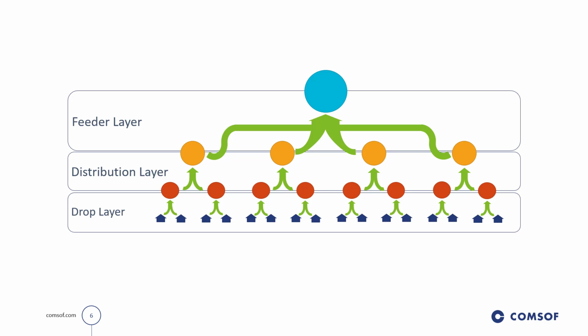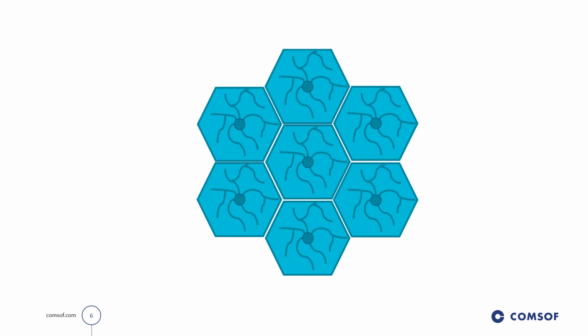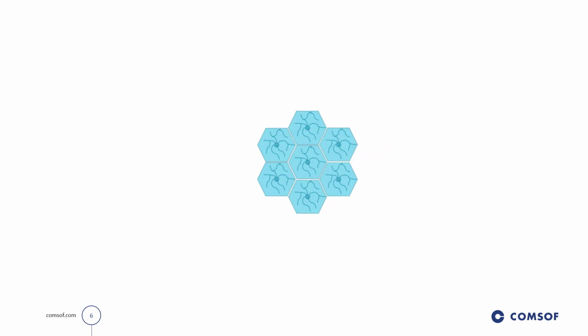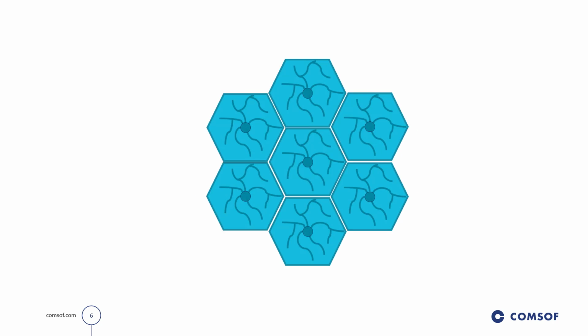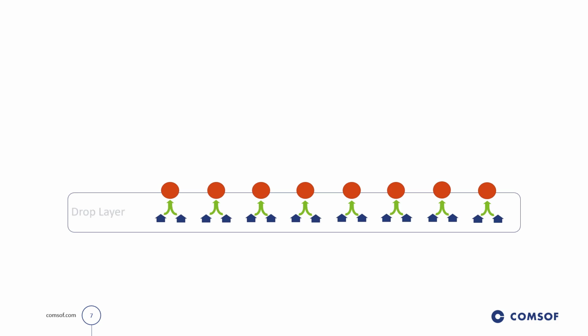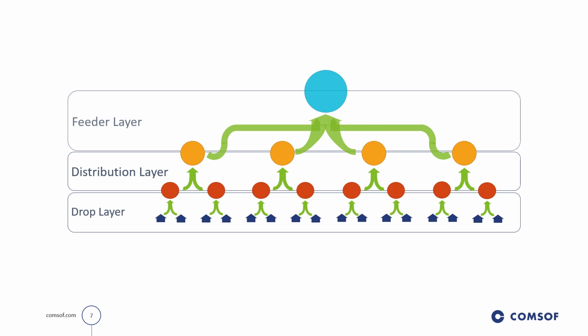Using this framework, Comsof Fiber can break down the large problem of "design a network" into "design a layer," and then "design a cluster," component parts small enough to be feasibly examined and solved on a laptop. These parts are added up back into the whole, resulting in a network design.